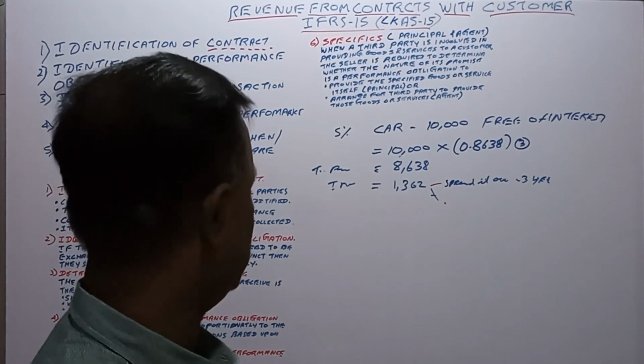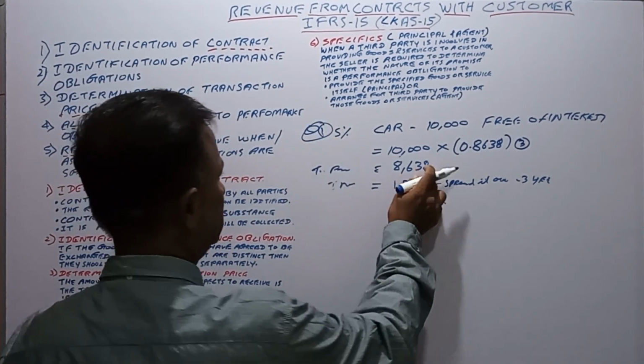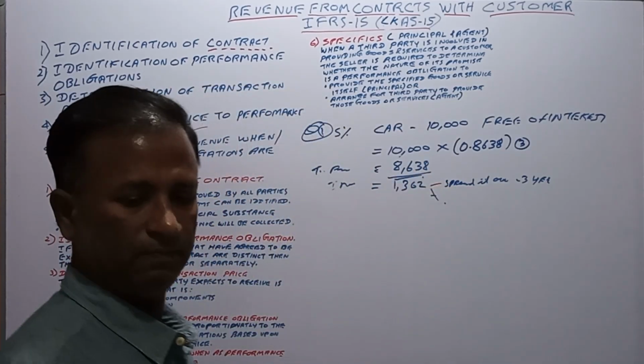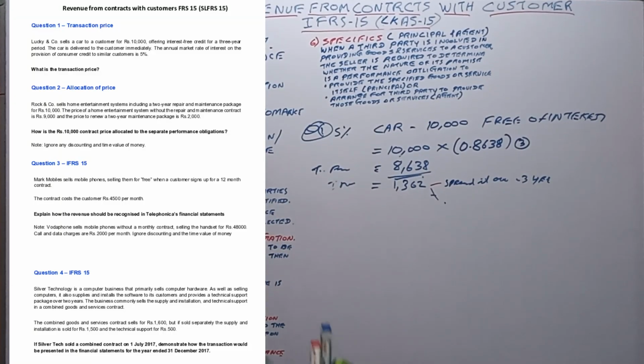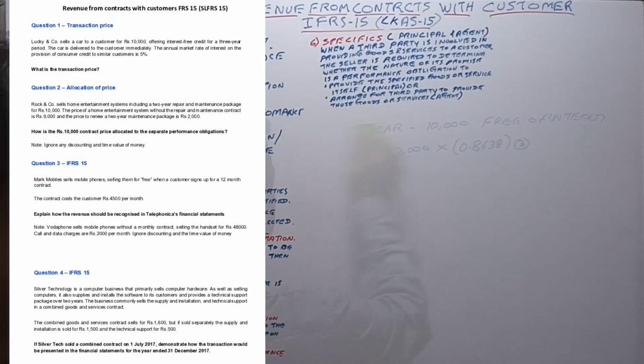Question number one is over. What is the transaction price? Only that they have asked. This is the transaction price, and the balance is the interest component.